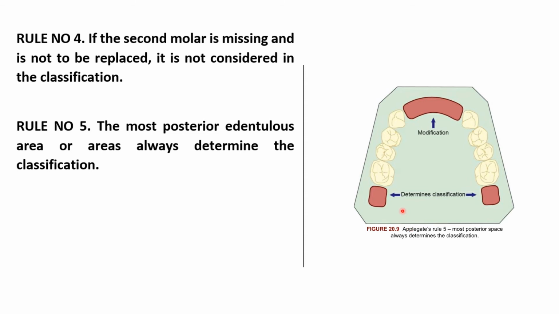You won't say this is class 3 or class 4 and class 1. Not like that. It can be class 4 over here, and this is class 1, but you're not stating it as two classifications. You're just stating it as one class, and the most posterior edentulous area determines your classification.